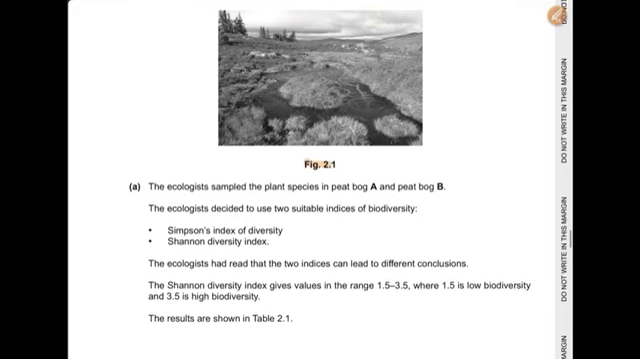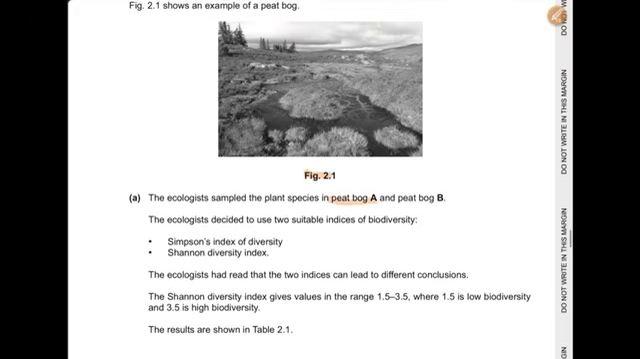Now the ecologists sampled the plant species in peat bog A and peat bog B. So the ecologists decided to use 2 suitable indices of biodiversity: Simpson's Index of Diversity and Shannon's Diversity Index. Okay, the ecologists had read that the 2 indices can lead to different conclusions. The Shannon Diversity Index, the second one, gives values in the range between 1.5 to 3.5, where 1.5 is low biodiversity and 3.5 is high biodiversity.